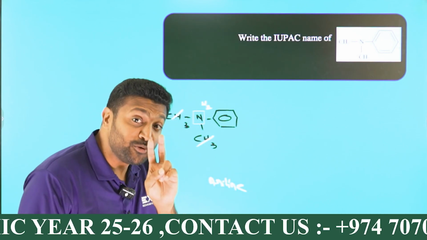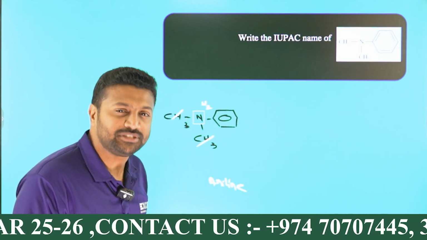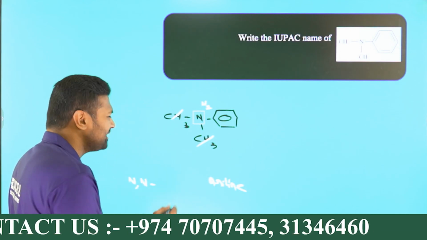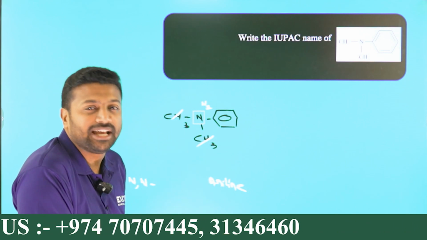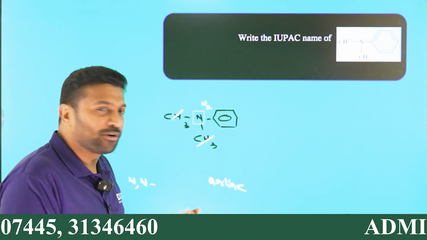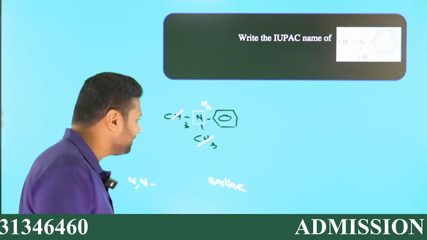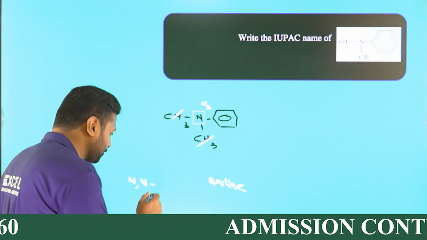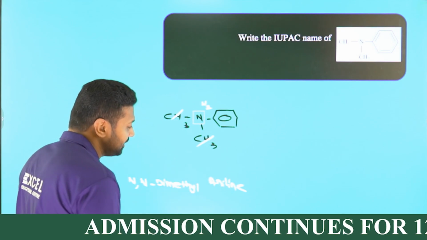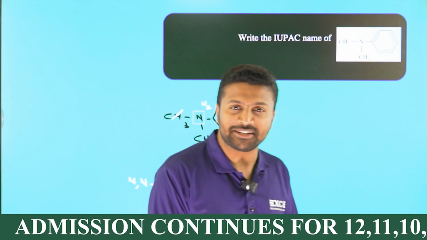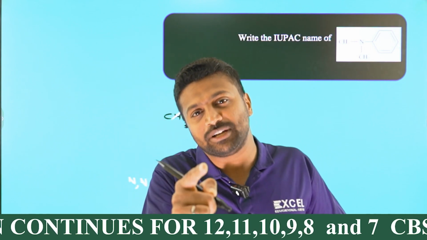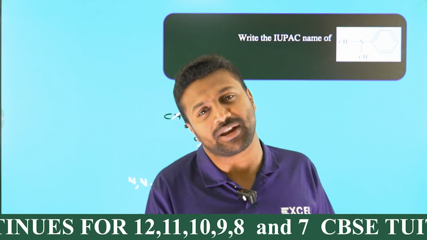Then since there are 2 masked lower alkyl portions, there will be 2 capital letter N. Since both of them are methyl, we call them dimethyl. So there are 2 maskings, so it is called N,N-dimethylaniline. Hope you are fine, I guess. So it's again an IUPAC question regarding the IUPAC nomenclature of amines: mask 2 lower alkyl portions.